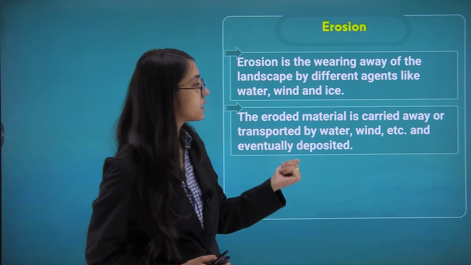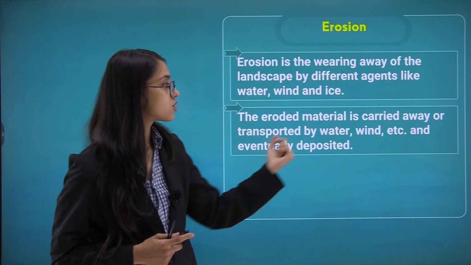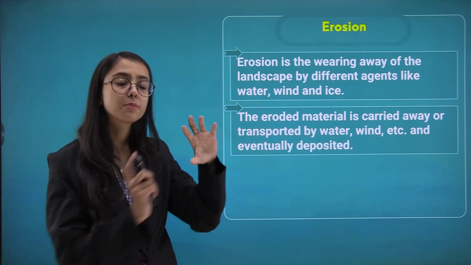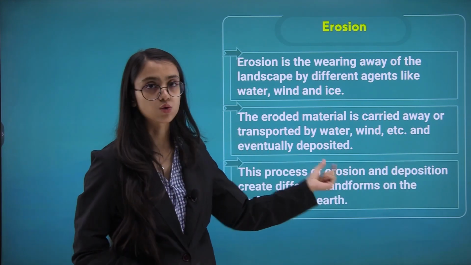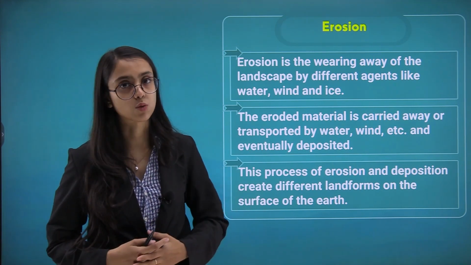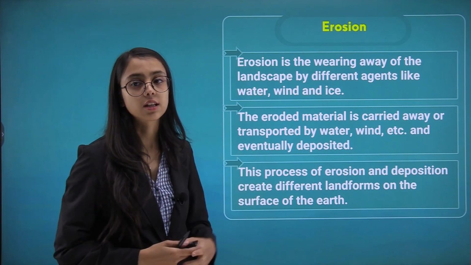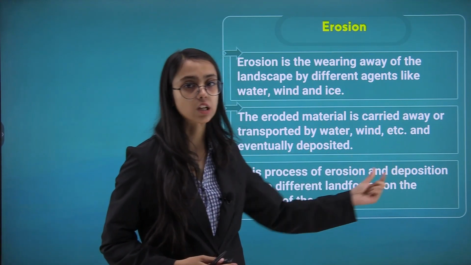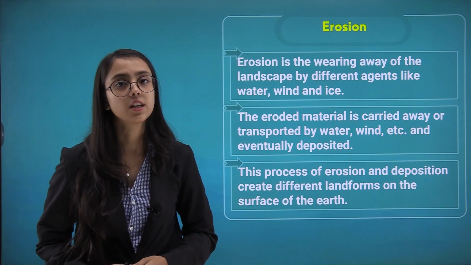The eroded material is then carried away and transported by factors such as wind, water and ice, and eventually gets deposited at one place. This process is known as erosion. The carrying away of the topmost layer of the earth is known as erosion, and once it starts to settle or get deposited, this is known as deposition. The process of deposition creates different landforms on the surface of the earth.